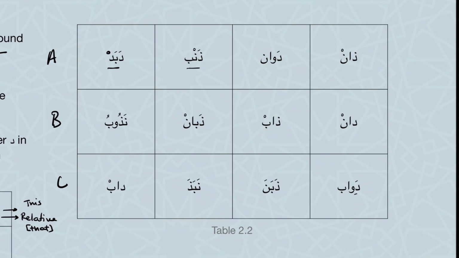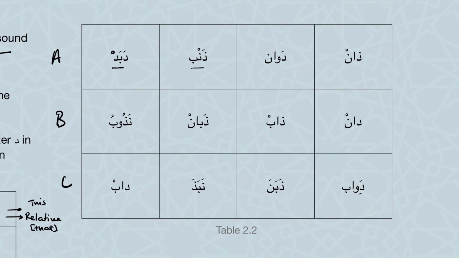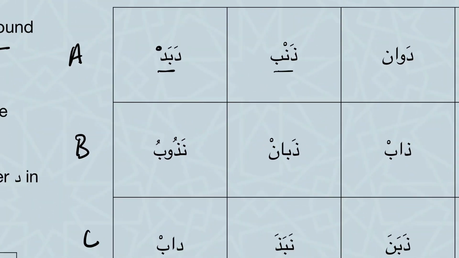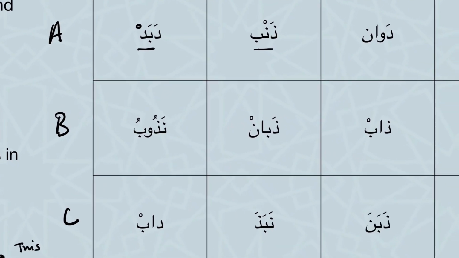dhab, dhaban. Be careful that there's a long vowel alif here, and nazub, because the dhamma here, the little tiny waw shape thing, is called dhamma, and it's a u sound, so it's nadhubu. And I hope you have noticed something here, and we will discuss it when we get to dhamma.